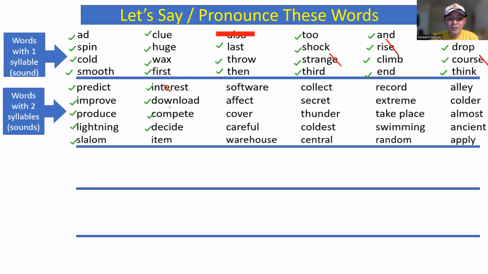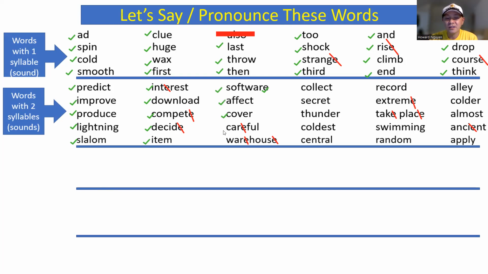So I'm going to point out the silent E for you, so that way you don't have to worry about it. These are the silent E, meaning you don't pronounce the E. Item, software, silent E.